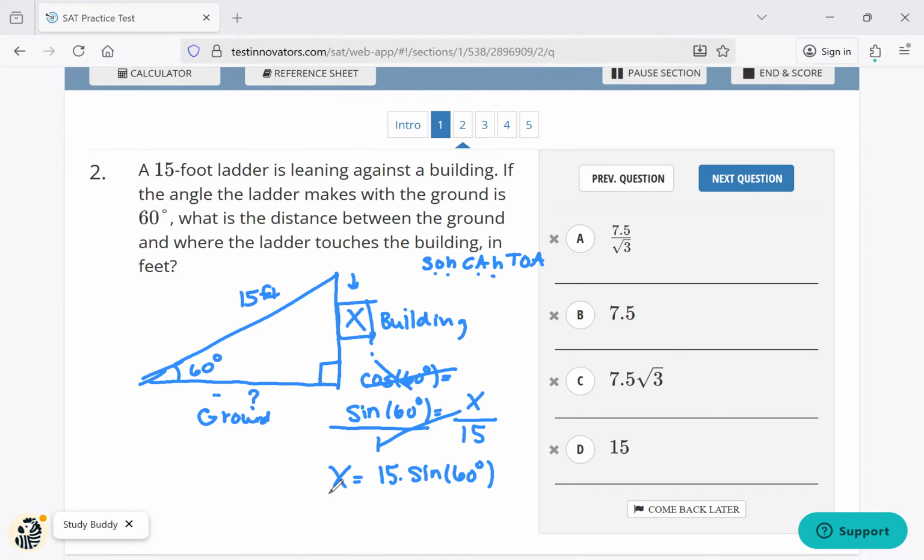Then what we're going to do next is find the value. In the newer digital SAT, you can use a calculator. So if you put 15 times sine of 60 into the calculator, what is it? It's about 12.99.